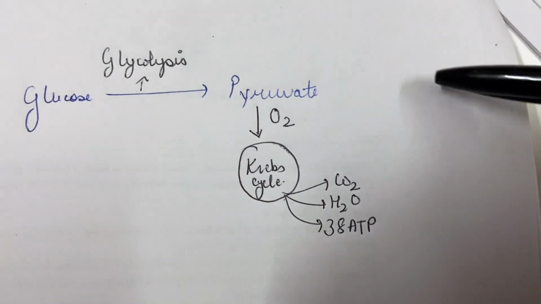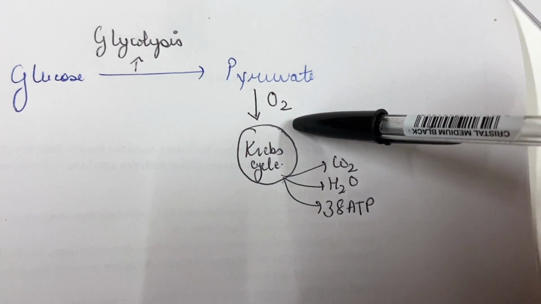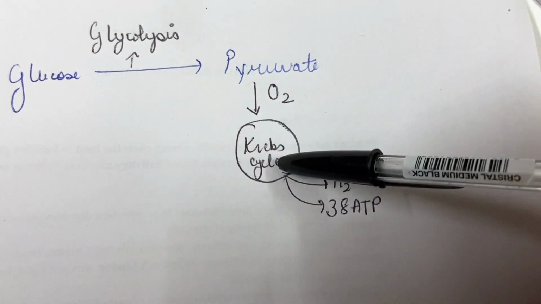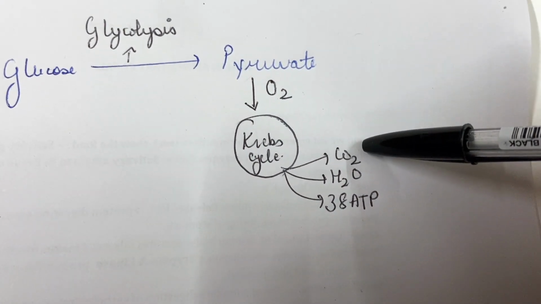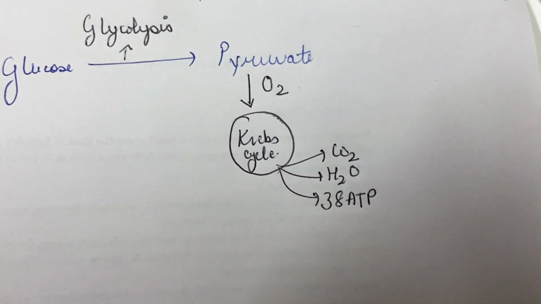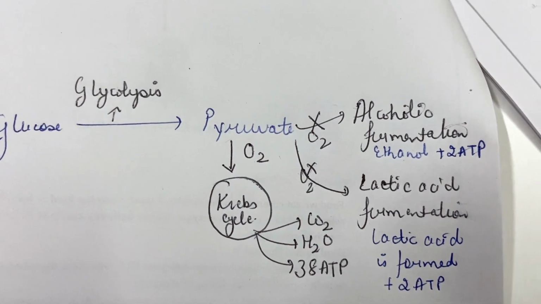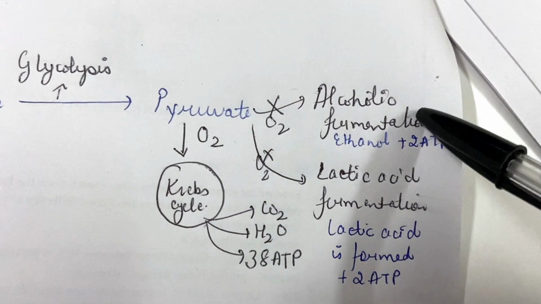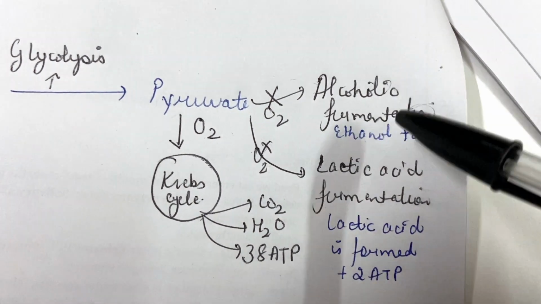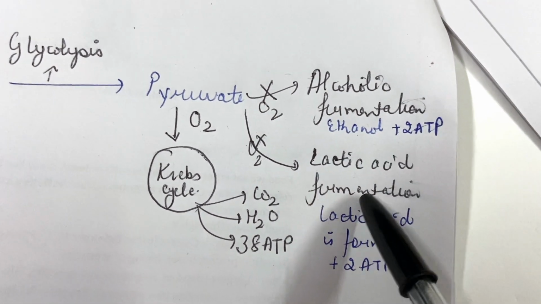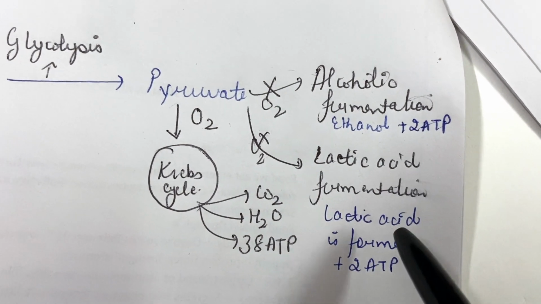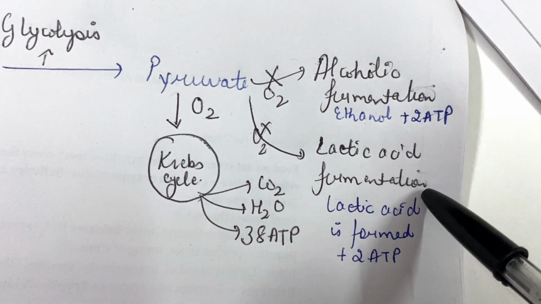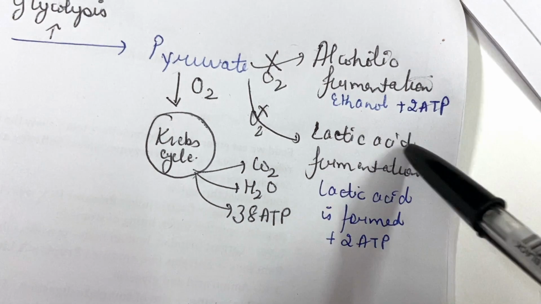If after the formation of pyruvate, oxygen becomes available, then aerobic respiration occurs and the pyruvate enters the Krebs cycle releasing carbon dioxide, water and 38 ATP. But if after the formation of pyruvate, oxygen is not available, then either alcoholic fermentation takes place leading to formation of ethanol or lactic acid fermentation occurs leading to formation of lactic acid. In both alcoholic fermentation and lactic acid fermentation, 2 ATPs are formed.